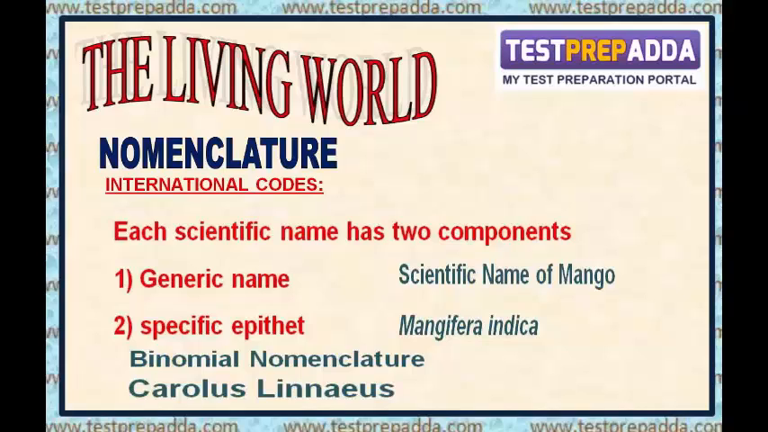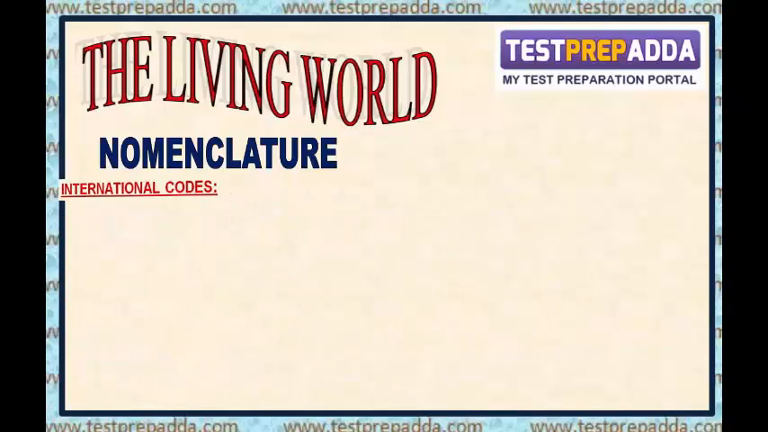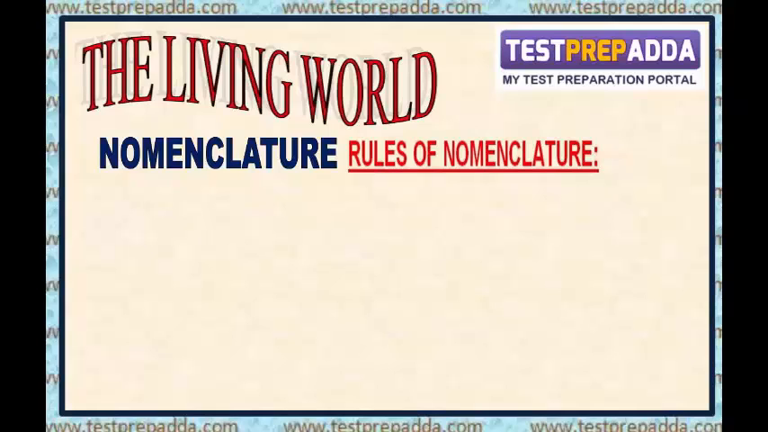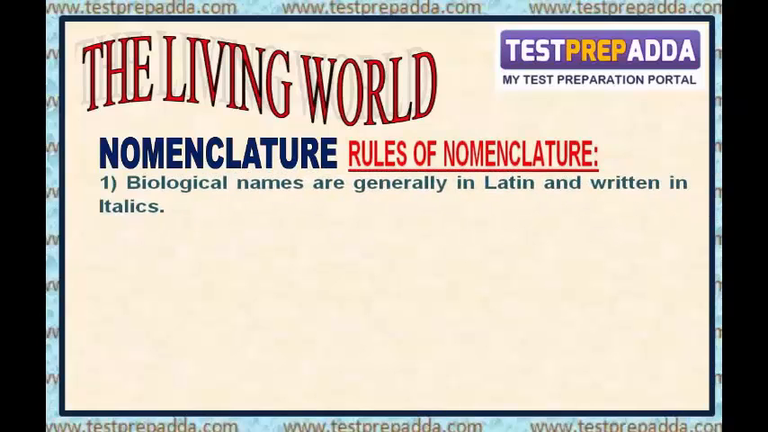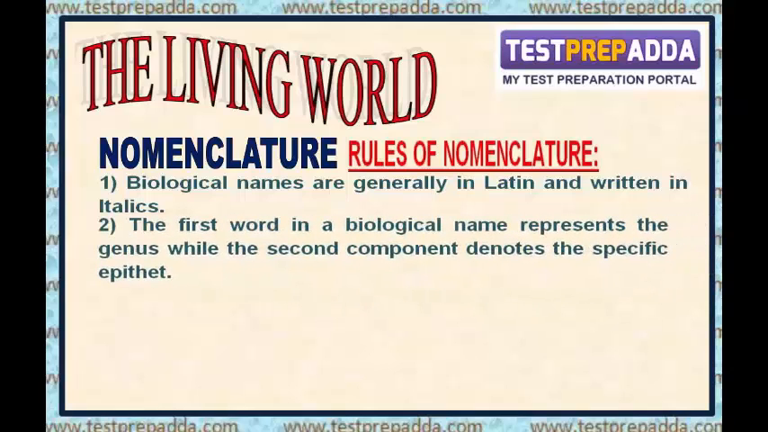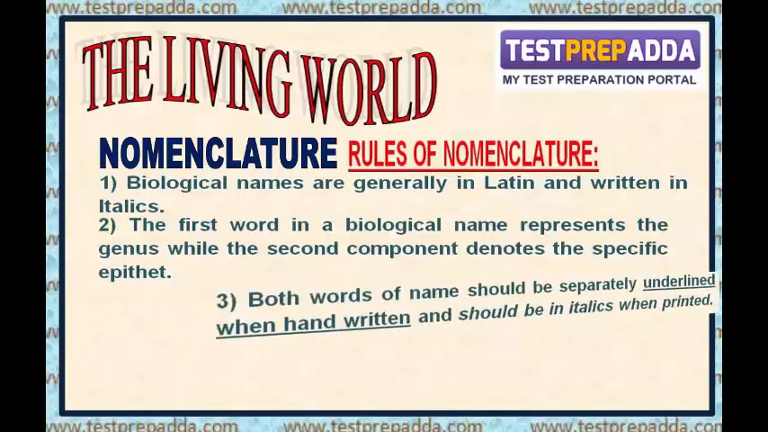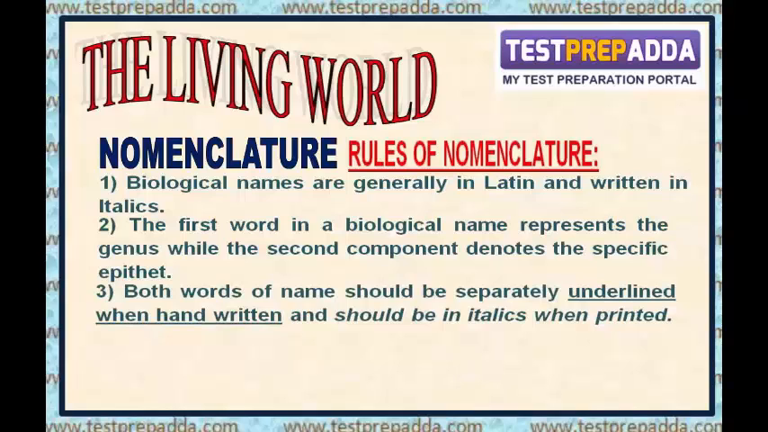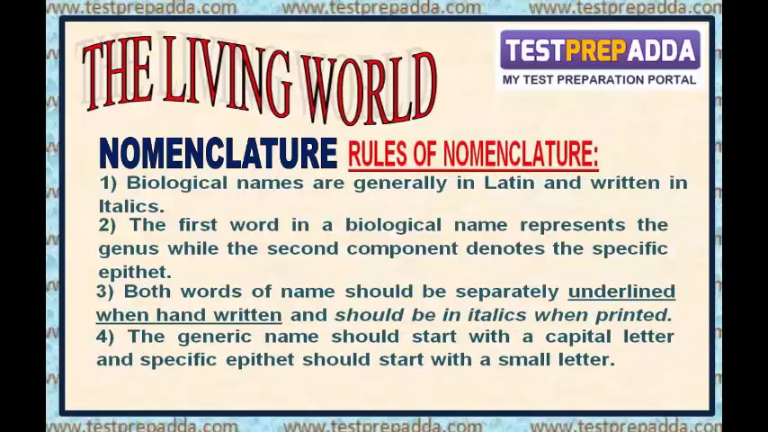Now we will talk about rules of nomenclature. Number 1. Biological names are generally in Latin and written in italics. Number 2. The first word in a biological name represents the genus, while the second component denotes the specific epithet. Number 3. Both words of the name should be separately underlined when handwritten and should be in italics when printed. Number 4. The generic name should start with a capital letter and specific epithet should start with a small letter.